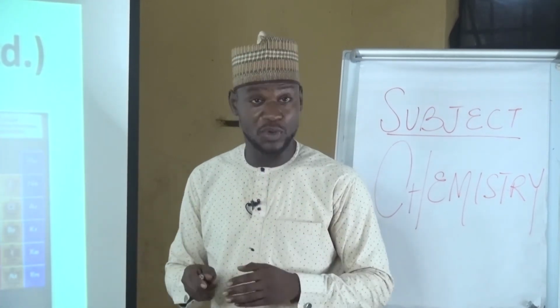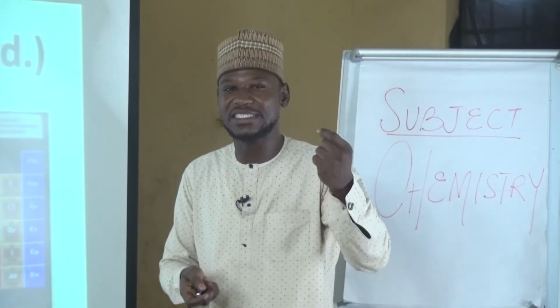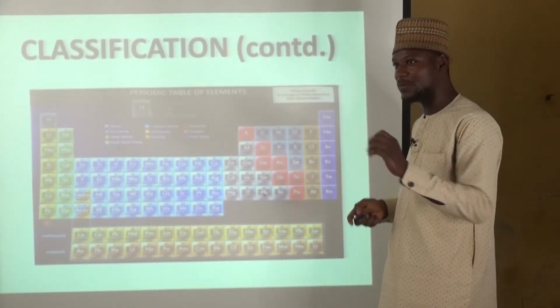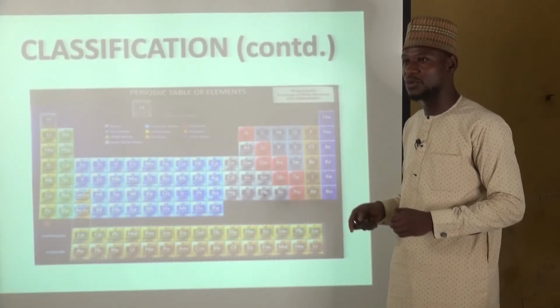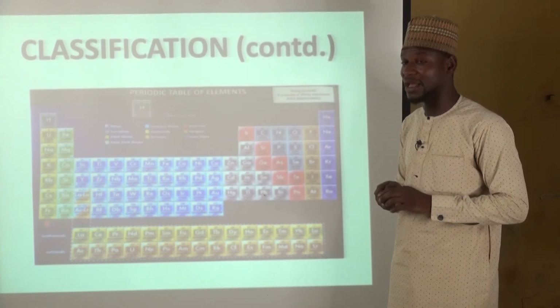It is important, because you might expect a question. When you are given a question, they will tell you to state the type of bond that is expected to exist between two elements. So once one of the elements is a metal and the other one is a non-metal, then you should know that ionic bonding exists between a metal and a non-metal.